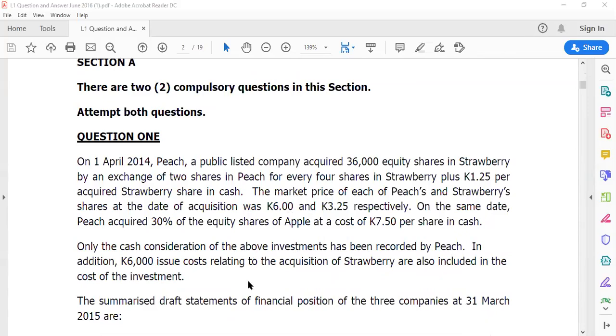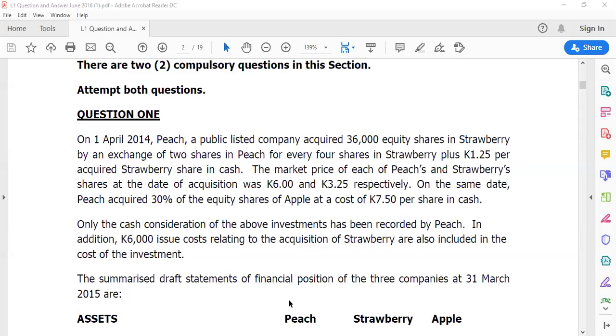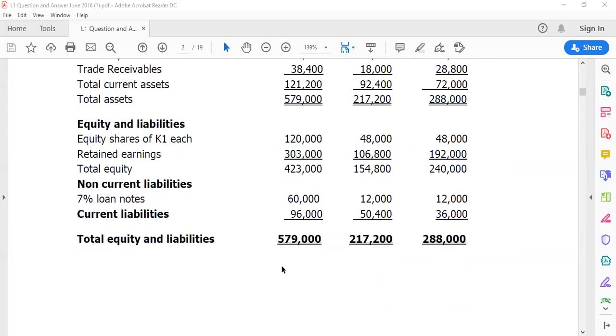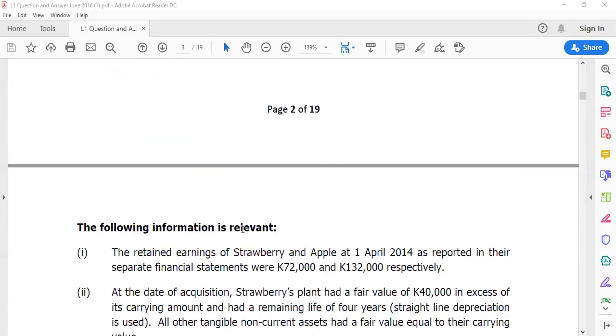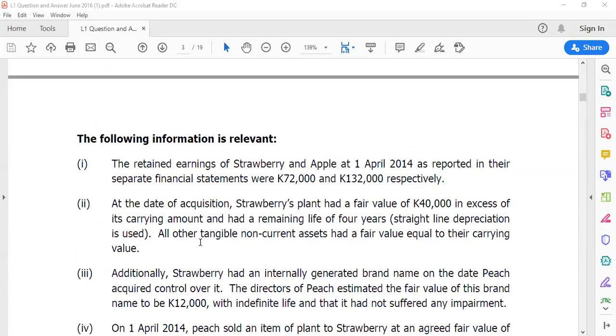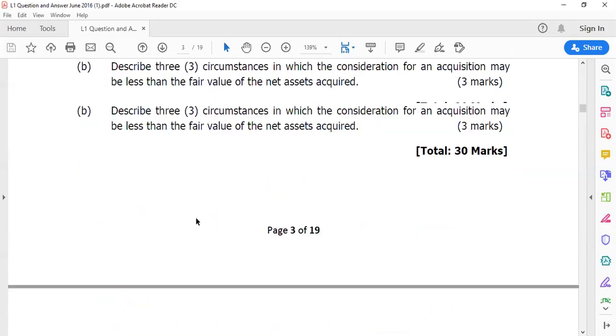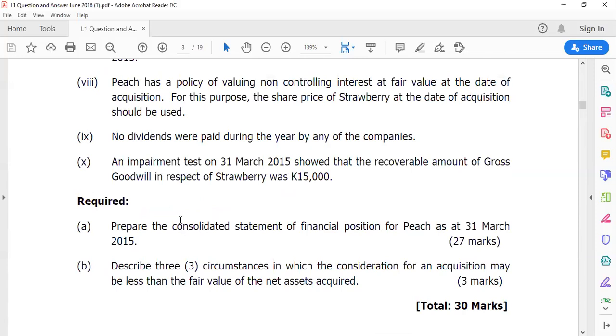It has got a lot of adjustments also. We have about 10 notes in this question. Let me just check them out. We have 10. Okay, you see the notes are a lot. So it's going to be a very good question.